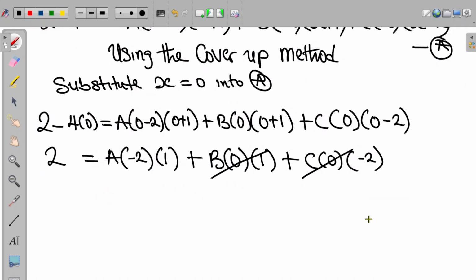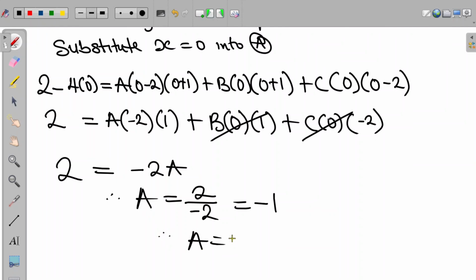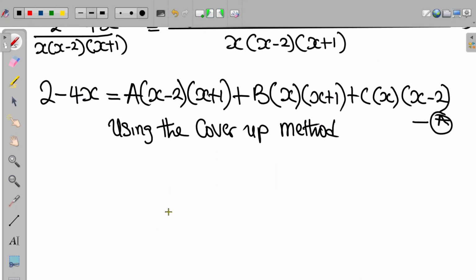So we are left with 2 equal to minus 2 times 1 is minus 2, and minus 2 times A is minus 2A. So therefore, A is equal to 2 divided by minus 2, which is equal to minus 1. So therefore, A is equal to minus 1.